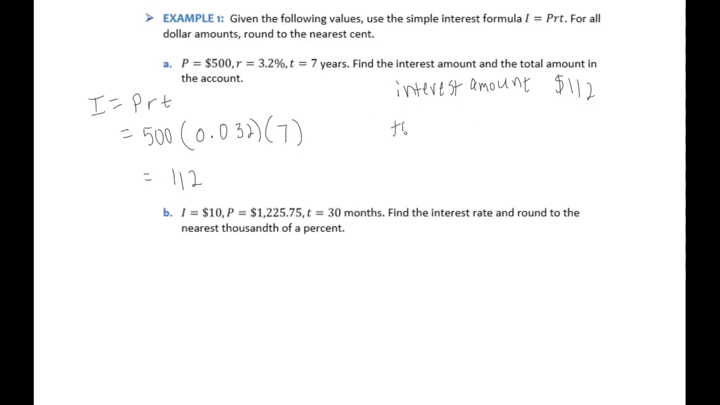So now the total amount is given by the principal plus interest. So the total amount here would be the $500 originally invested plus the $112 interest, or $612.